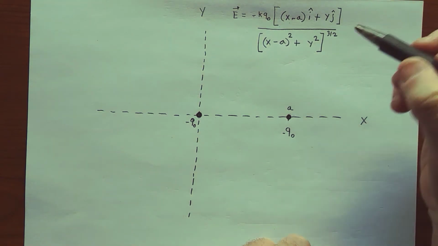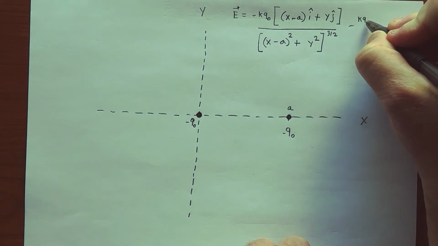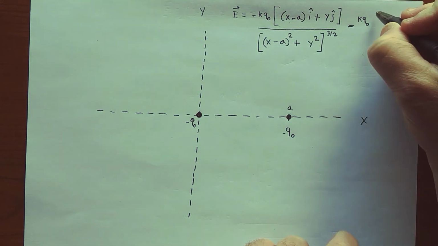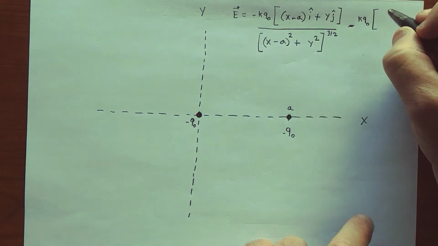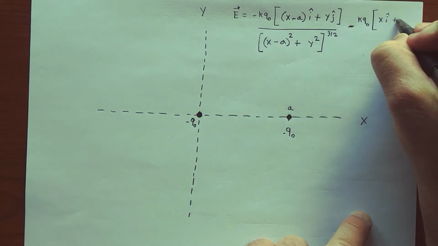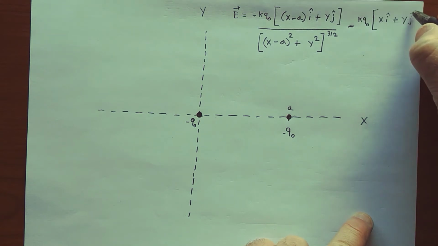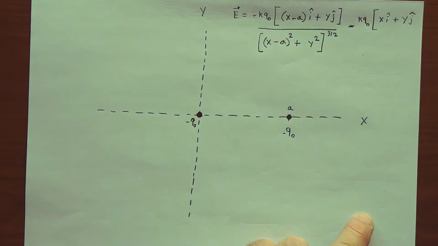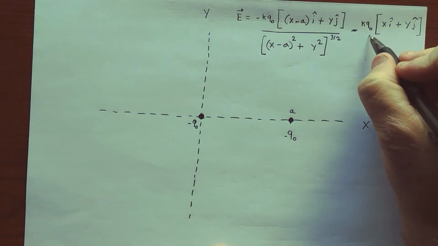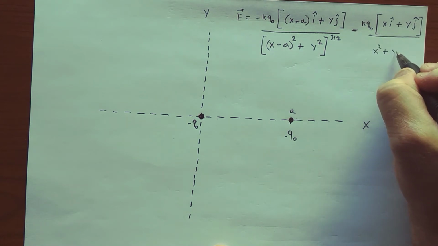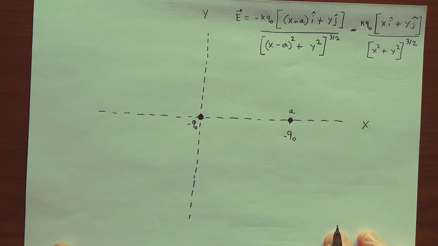To this I'm going to add the electric field produced by this particle. So I have minus k q naught, because that particle has negative charge as well, times x minus the x coordinate of this particle, which is 0, so I have x i hat, plus y minus the y coordinate of this particle, and that's 0 as well, so I get x i hat plus y j hat, and that gets divided by x squared plus y squared to the 3 halves. Okay, so that's the electric field at any location in the xy plane.